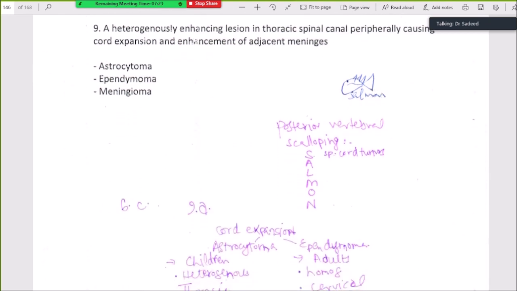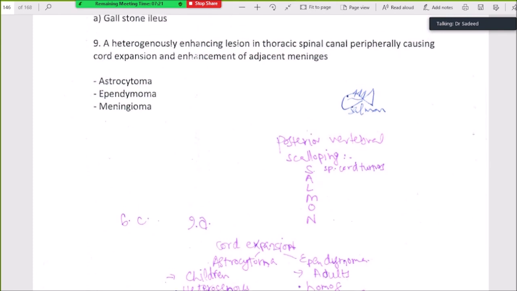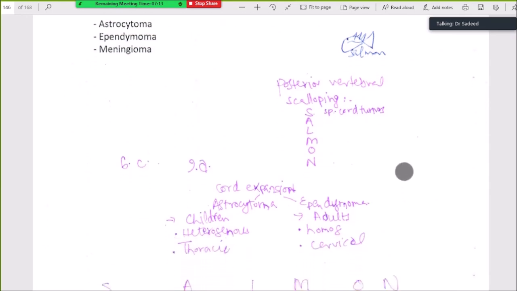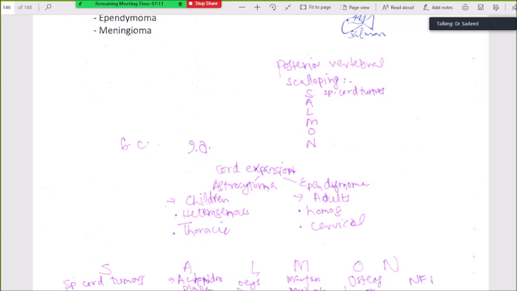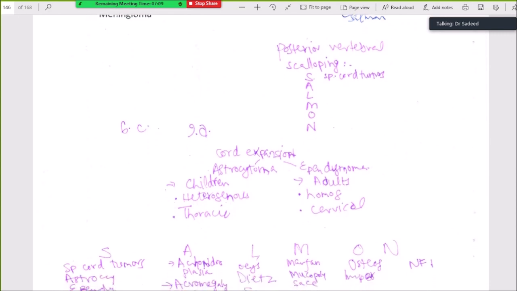9. Heterogeneous enhancing lesion in the thoracic spinal canal, causing cord expansion, enhancement of the adjacent meninges, known as astrocytoma. Inside thoracic spine is astrocytoma, causes cord expansion. Posterior vertebral scalloping mnemonic is SALMON, and cord expansion is seen by astrocytoma and ependymoma. Astrocytoma occurs in children, it is heterogeneous and seen in the thoracic spine. Ependymoma is seen in adults, it is homogeneous and is seen in the cervical spine.